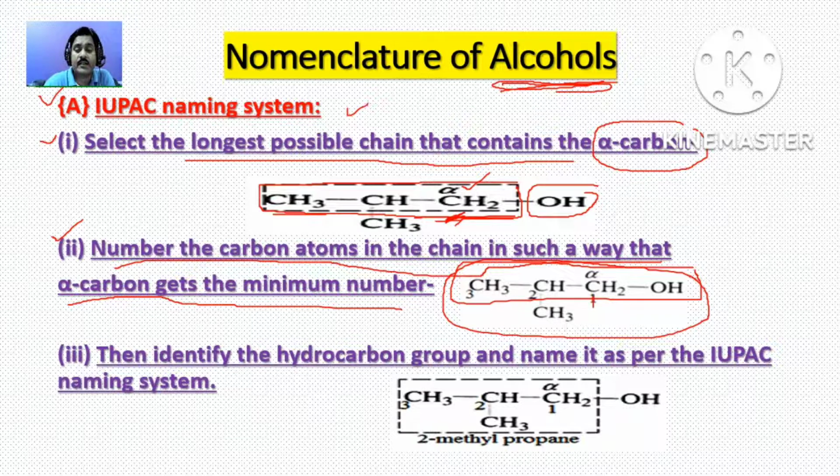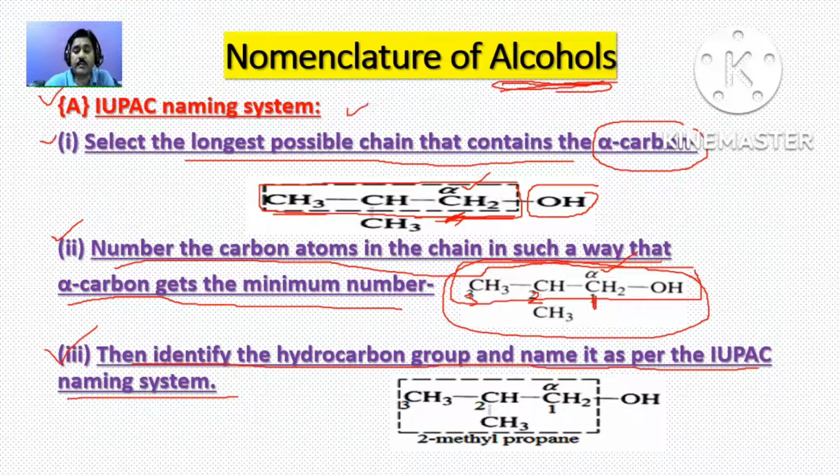So that carbon here is the alpha carbon, so it gets number 1, and the next gets number 2, then number 3. There are 3 carbon atoms present, so we have to number all 3. The numbering starts from the side of the carbon which has the OH group. Now the third point: identify the hydrocarbon and name it as per the IUPAC naming system.